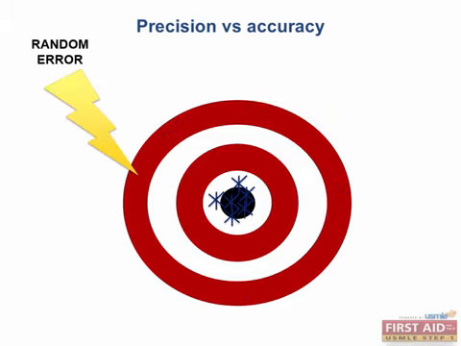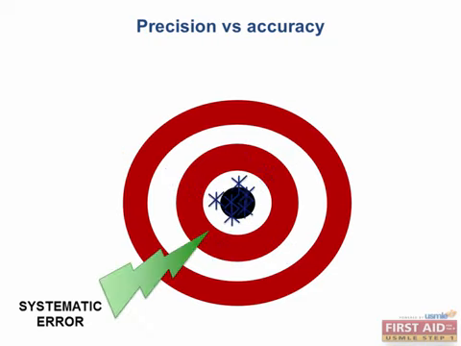Now when we look at random error, this is basically the enemy of precision. It reduces the consistency and reproducibility of a test. So here's your accurate and precise test under the influence of random error. On the other hand, systemic error reduces the accuracy of a test by consistently skewing results in a particular direction and thereby reducing the validity of the test measurements.